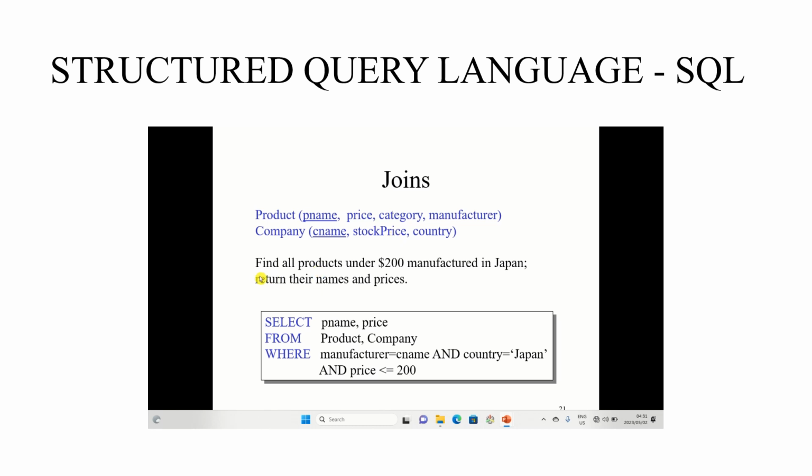have been established here. Find all products under $200 manufactured in Japan. Now, this is a typical SQL question. Write an SQL command to establish all products less than $200 manufactured in Japan. Return their names and prices, which means if they say return their names and prices, they are telling you you are going to use a select query. Okay, they are going to use the instruction select to come up with this summary.